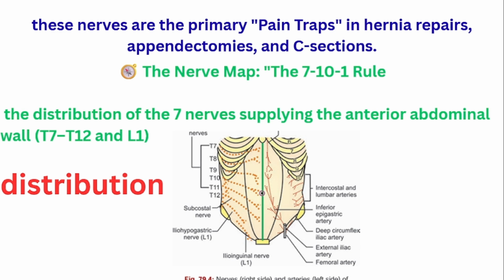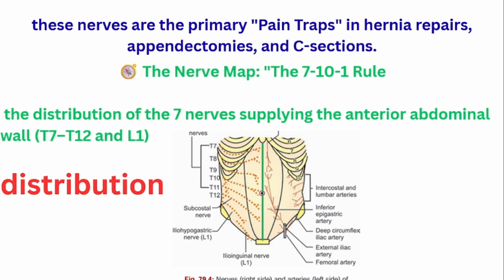We can see on the right side the nerve distribution. Thoracic 7 to thoracic 11 are the intercostal nerves, and thoracic 12 is the subcostal nerve. We can see lumbar 1, the iliohypogastric nerve, and the ilioinguinal nerve.